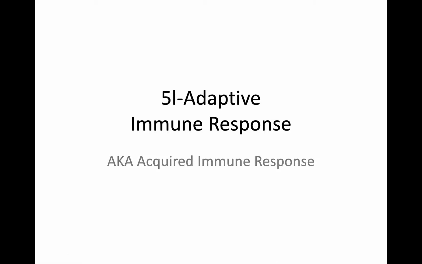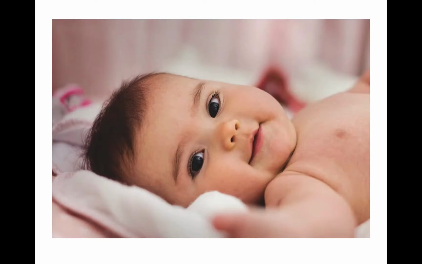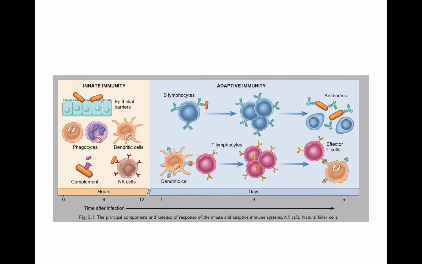5L, the adaptive immune response, also known as the acquired immune response. Unlike the other innate responses that one is born with, the adaptive immune response requires programming whenever a new pathogen enters the body before a defense can be applied. As a result, the adaptive response can take days to program, while the innate immune response can occur immediately.